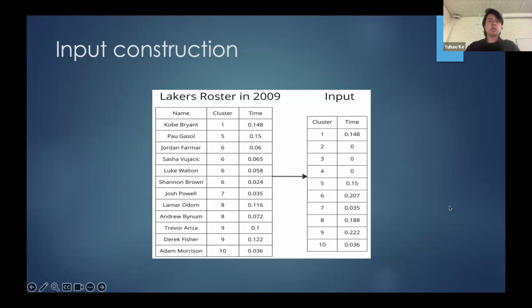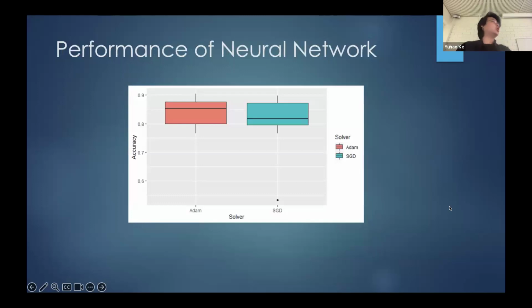After we construct that, we can train the neural network. And here is the performance of the neural network using Adam or using SGD as the solver. You can see that using Adam is a little bit better than SGD, so we decided to go with Adam in our actual network.